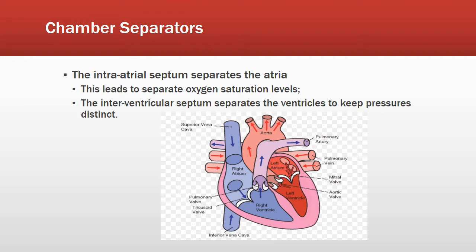That's why we always on admission take blood pressures in both the left arm and the right arm of our clients, because if there is an interruption or an aneurysm in the septums, then it could be reflective in the left or right blood pressures.